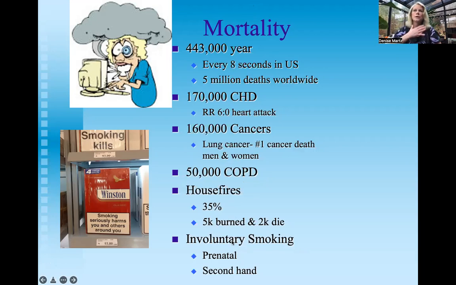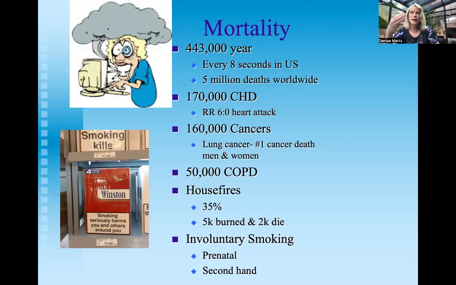Vertical smoking would be when a mom smokes during her pregnancy, the damage that is done to her fetus and her future baby. We know that when women smoke during pregnancy, they are more likely to have infertility and have difficulty getting pregnant. If they get pregnant and they're a smoker, they're more likely to have a miscarriage in the first, second, and third trimester of her pregnancy.